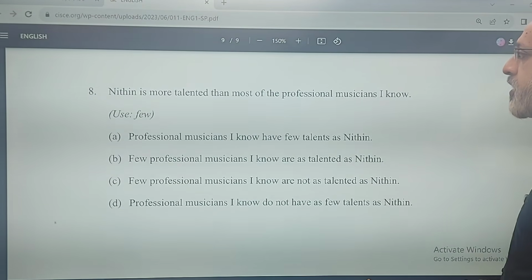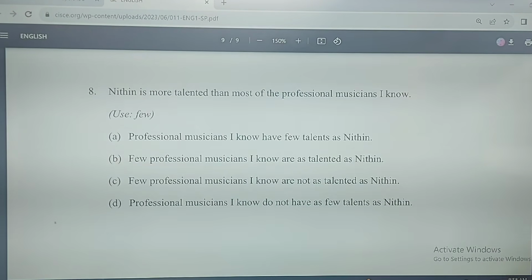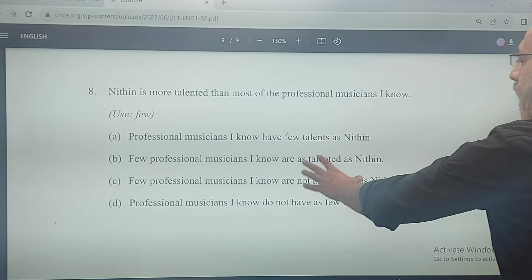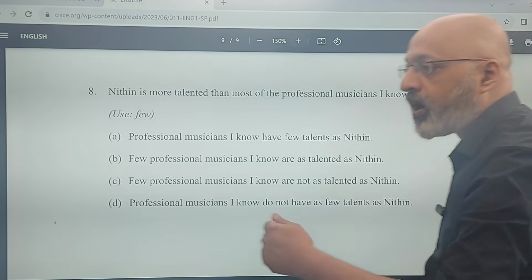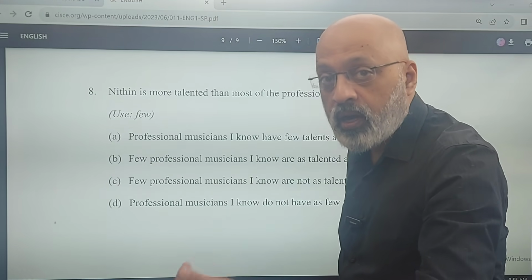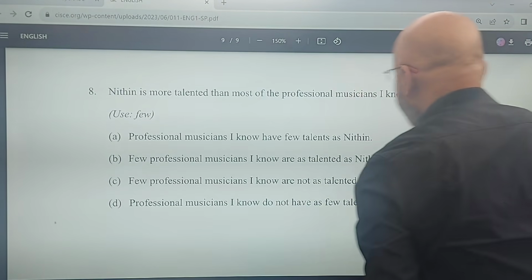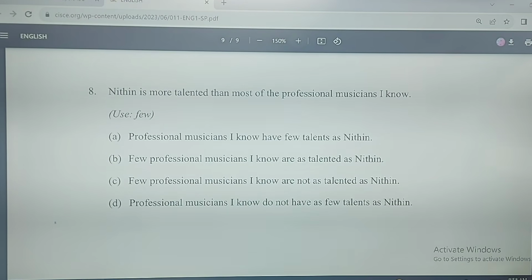Last one. Nitin is more talented than most of the professional musicians I know. Few professional musicians I know have few talents as Nitin. No. Few professional, because few will qualify the professional musicians. Few professionals I know are as talented as Nitin. Kaafi kam log hain jo ki Nitin jitne pratibhashali hain. They are as talented as Nitin. So 8th ka B option is the right one.